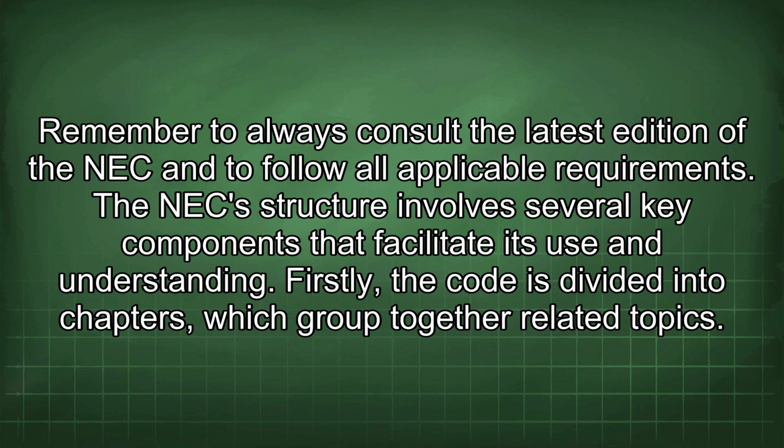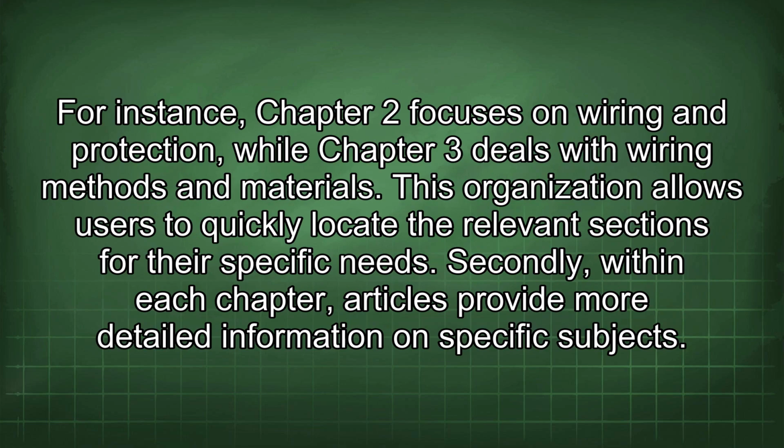The NEC structure involves several key components that facilitate its use and understanding. Firstly, the code is divided into chapters, which group together related topics. For instance, Chapter 2 focuses on wiring and protection, while Chapter 3 deals with wiring methods and materials. This organization allows users to quickly locate the relevant sections for their specific needs.